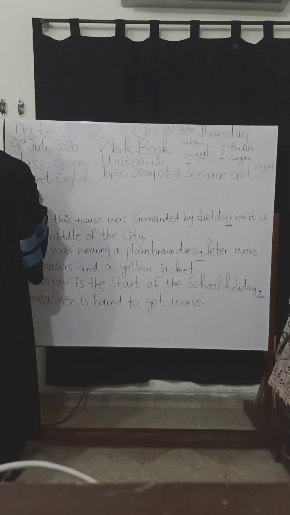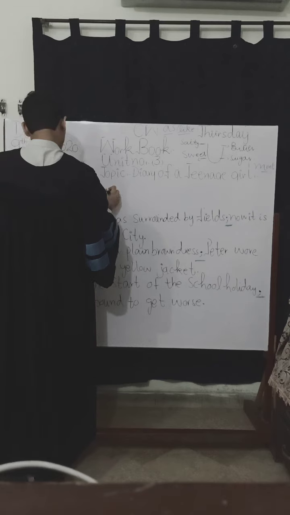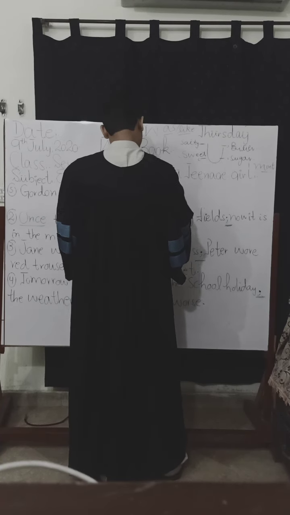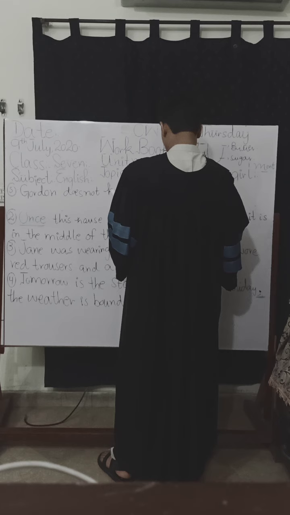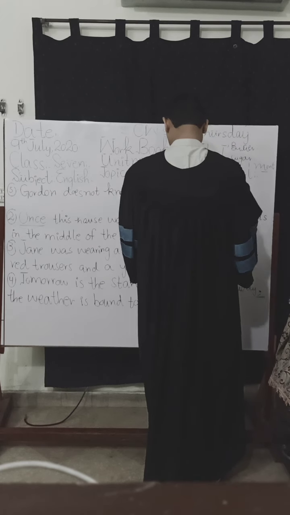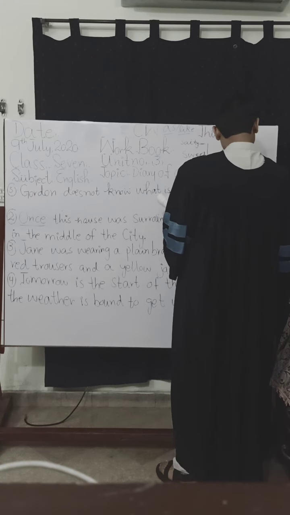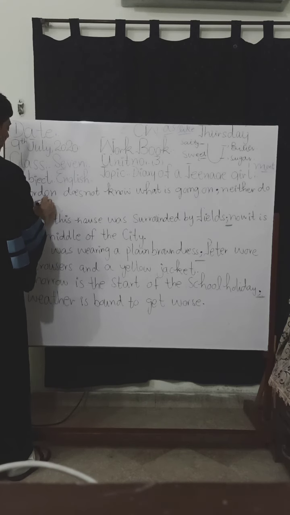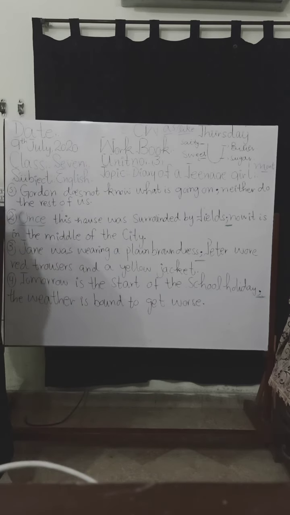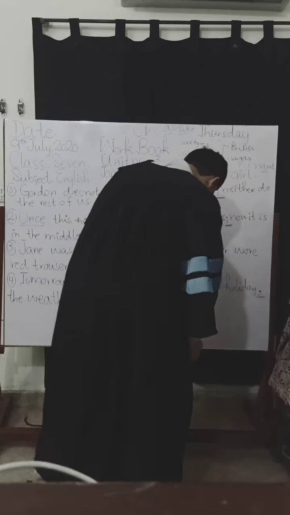Number five: a name with capital G. Does not know what is going on, phrasal verb. Use of semicolon, a dot and a comma: neither, a conjunction, to the rest of us. Full stop. And make sure we use this with the help of the marker.